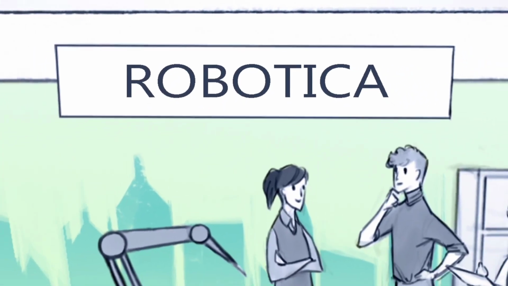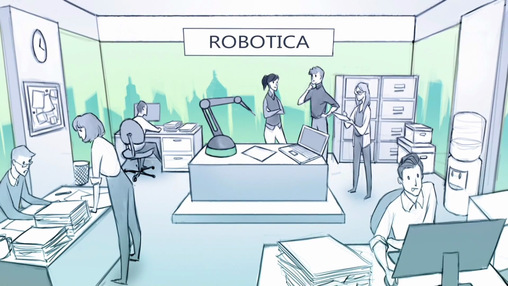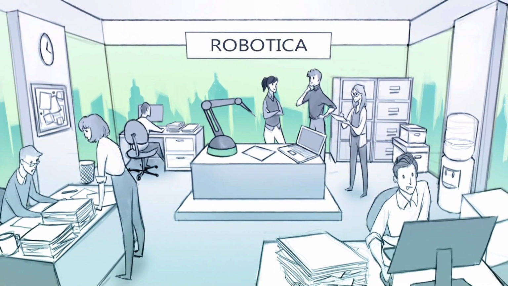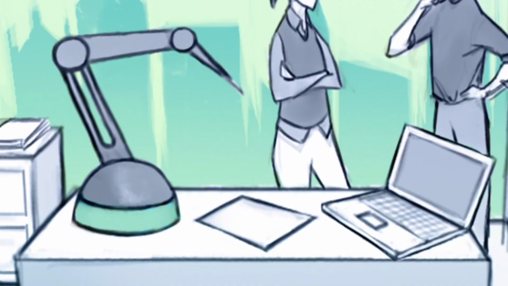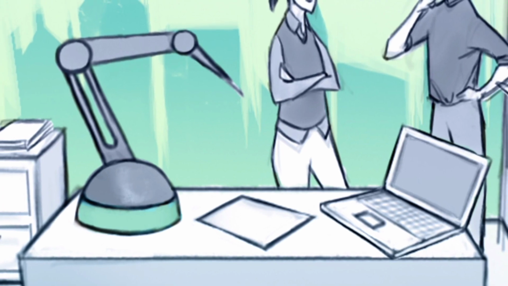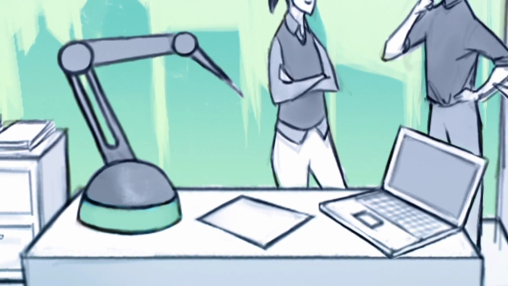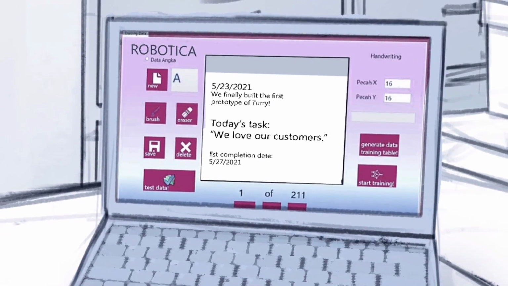So a few people work at this small company called Robotica. They're an artificial intelligence company working on a few different things, but the most exciting one is a project named Turry. Turry is a simple AI system which uses an arm-like appendage to write a handwritten note on a small card. The team at Robotica thinks Turry could be their biggest product yet.